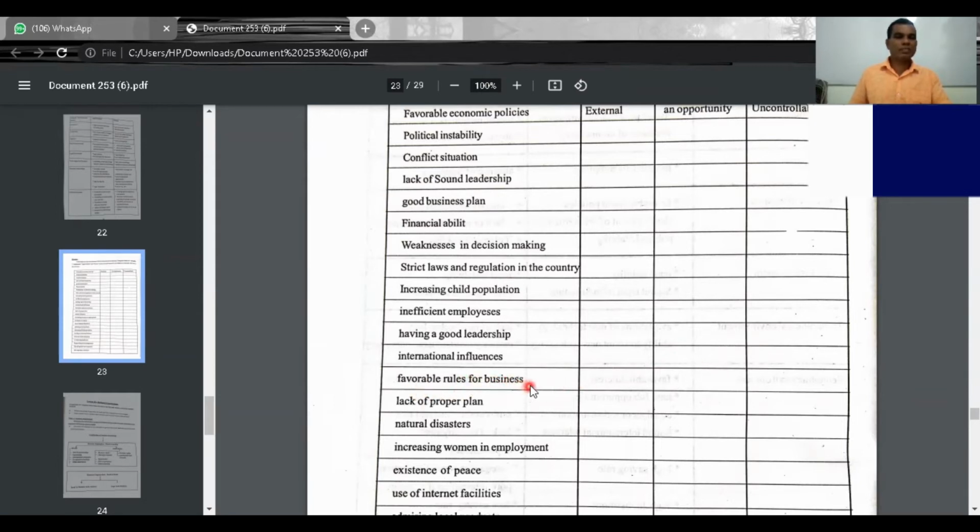Favorable rules for business. It is external. Then opportunity. As it is favorable, opportunity. Uncontrollable, cannot be controlled by the business. Lack of proper plan. Internal.